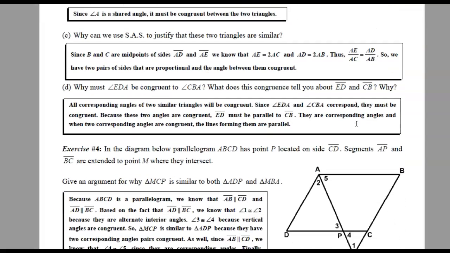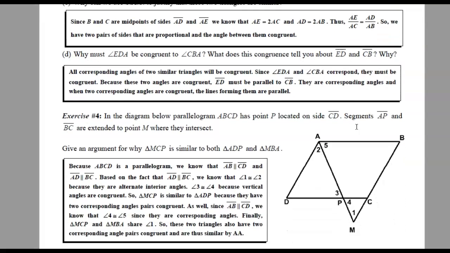Okay, and exercise 4. In the diagram below, parallelogram ABCD, which is going around here, has point P on the side CD down here, and AP has been extended, and BC has been extended. So we want an argument for why triangle MCP, which is this little one, is similar to both ADP and MBA. Now this looks like a perfect candidate for angle-angle because parallelograms have equal angles all around. So, well, not all four, but equal pairs of angles all around. So let's see if we can use that.